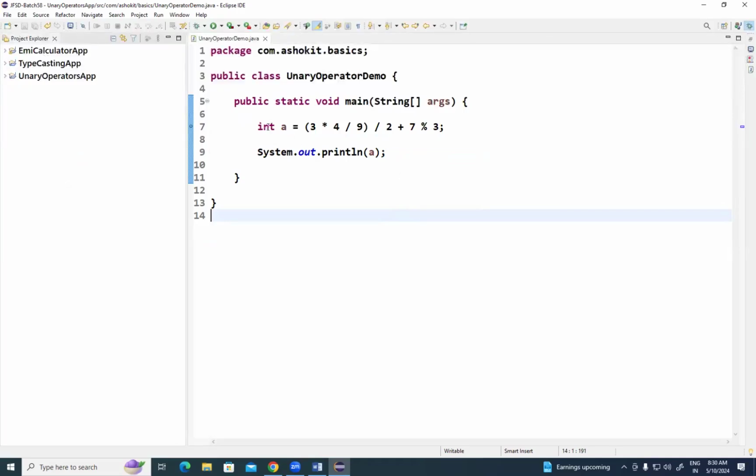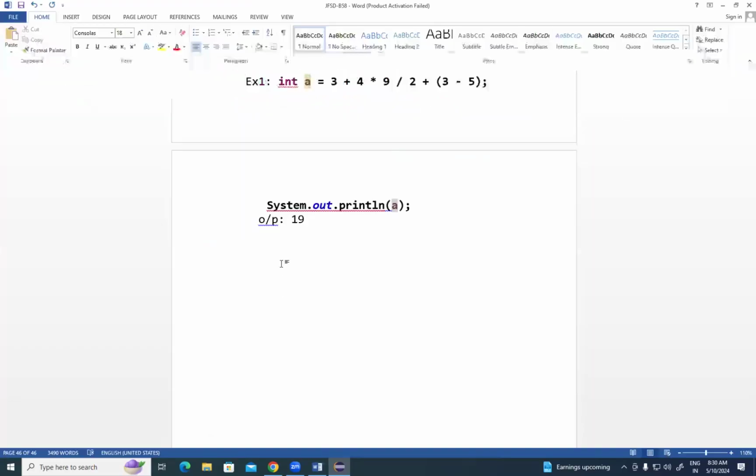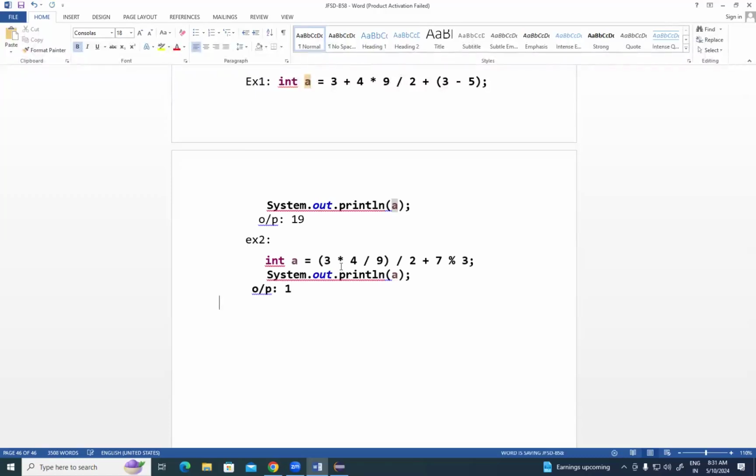Okay. I want to copy this into the document. Example 2. I want to copy this example 2 for you. Tell me what the output of this one is. The output is 1. Like this, expressions are getting evaluated. Okay now folks? Am I clear?